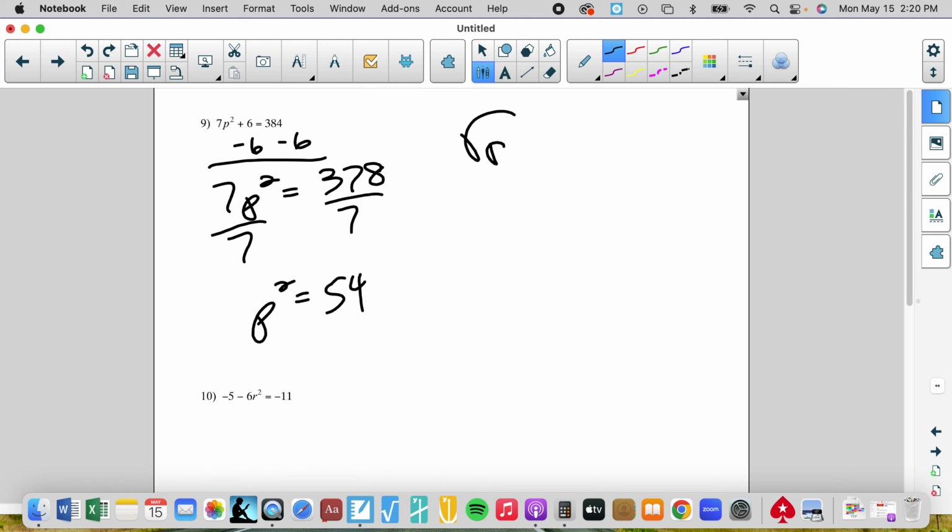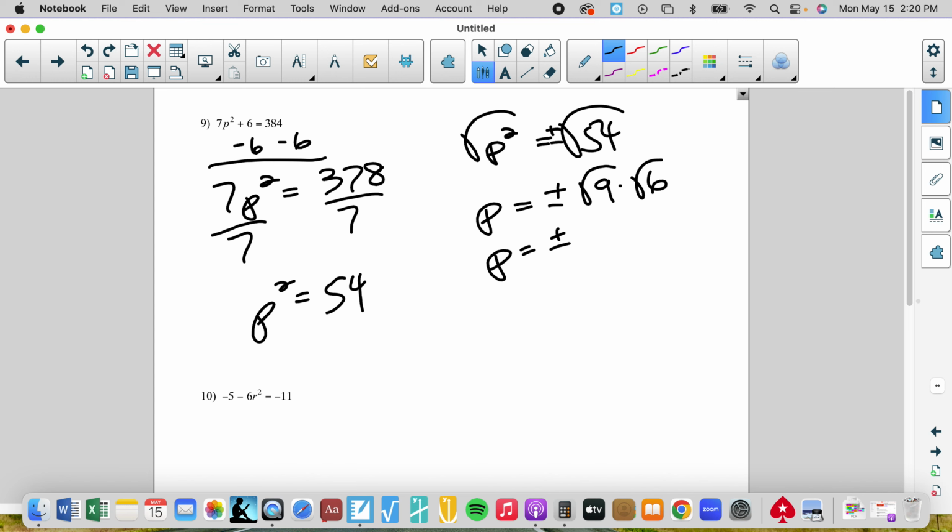Okay, let's find the square root of p squared plus or minus square root of 54. Square root of p squared is p plus or minus. 54 is not a perfect square, but I know there's a 9 in there. So p equals plus or minus 3 rad 6. Rad 6 can't be simplified any further. So there's my answer.